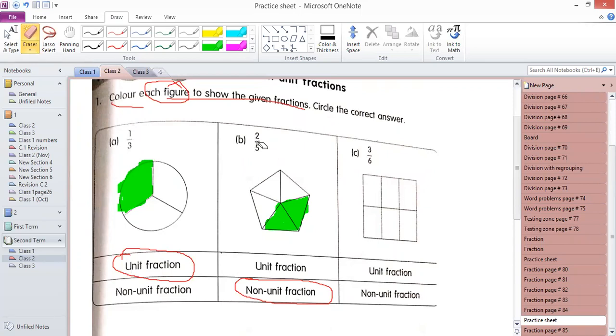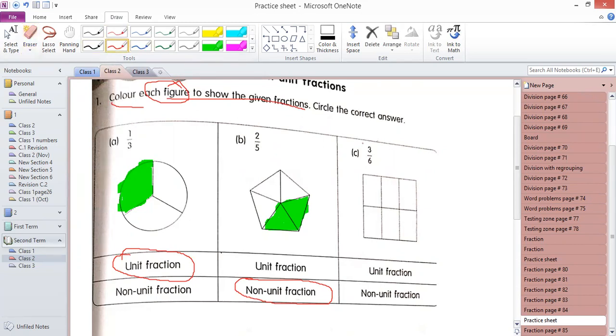So out of 5 parts, 2 parts you should color, 1 and 2 you colored, and 2/5 is not a unit fraction because there are 2 parts which are colored. So if in numerator it is not 1, then it is a non-unit fraction.